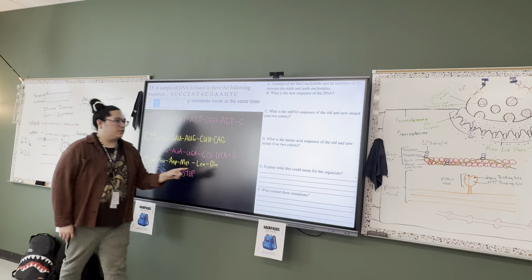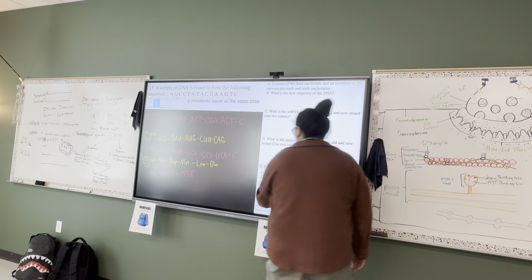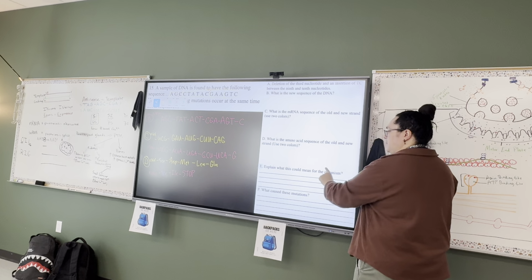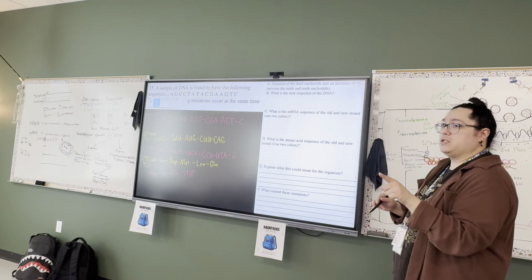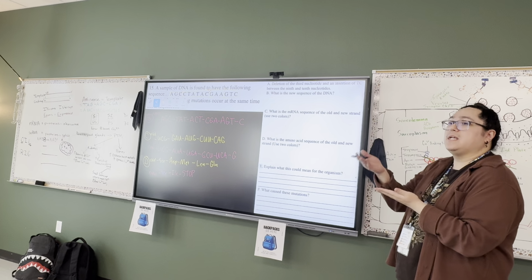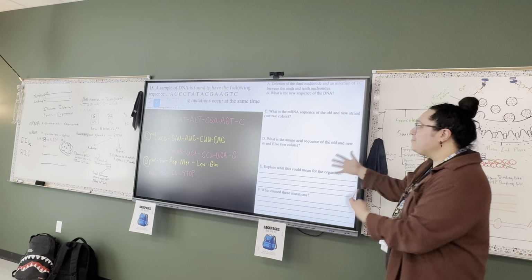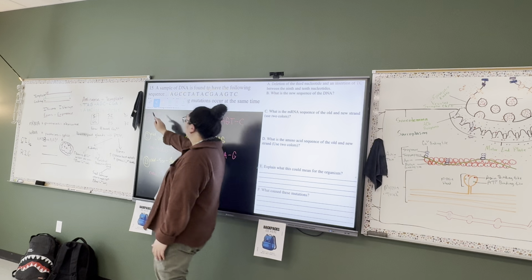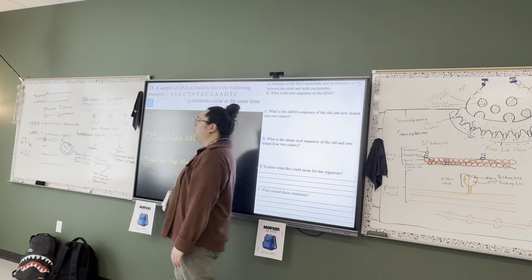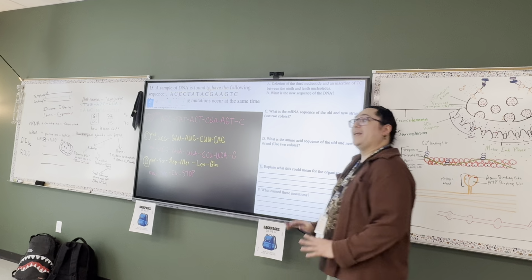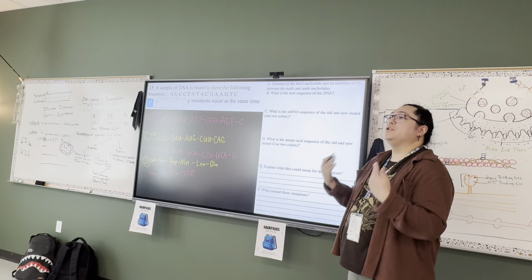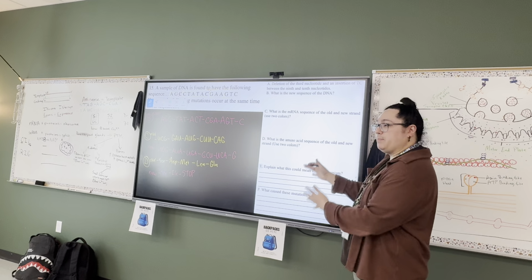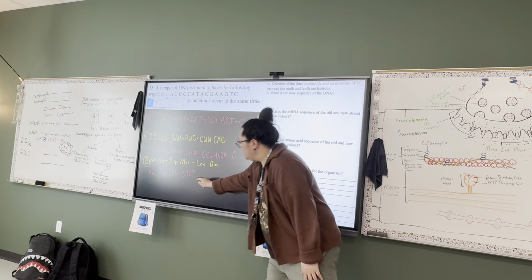So looking at question E, explain what this could mean for the organism. First off, this is what kind of mutation? Nonsense, because it produces a stop codon. But what does this mean for the organism though? They don't produce it. So this protein will not be produced. Why? Because it stops.